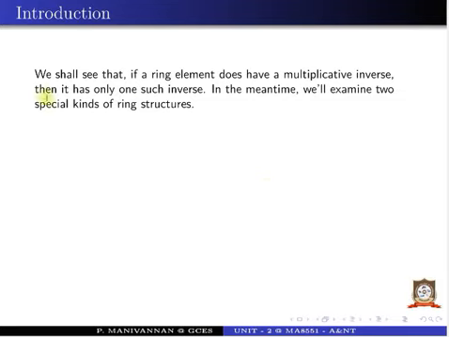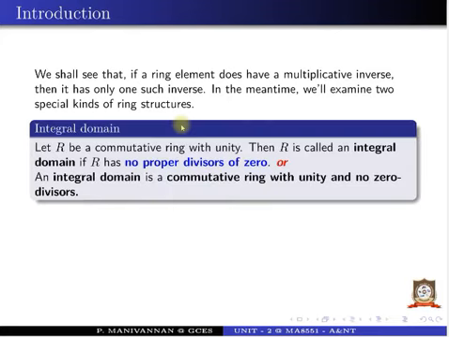Then we shall see that if a ring element does have a multiplicative inverse, then it has only one such inverse. The multiplicative inverse is only one, so it is unique. In the meantime, we will examine two special kinds of ring structures. What are the two different types of ring structures? The first one is the integral domain.